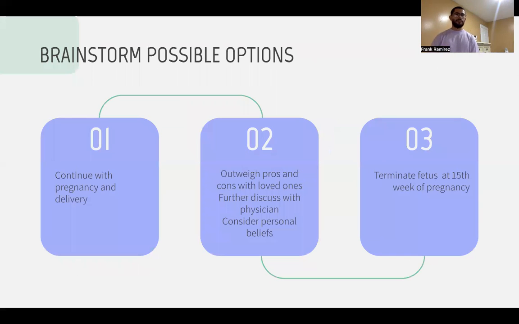When brainstorming some possible options, there are two polar ones in regards to the ethical issues. As you can see here, number one is to continue with pregnancy and the delivery. And then in number three, to terminate the fetus at the 15th week of pregnancy, where she had discovered this information of her infant. And then number two is to outweigh the pros and cons with her loved ones, further discuss the situation with the physician, and consider her own personal beliefs in regards to this scenario. What ethics does she align with most?